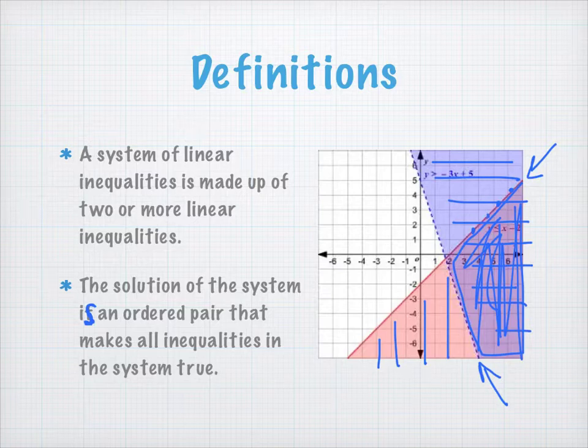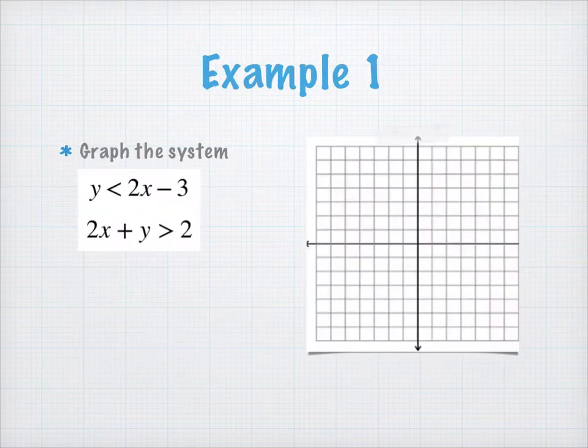Let's take a look at another example. So we're going to graph this system. We have y is less than 2x minus 3, and 2x plus y is greater than 2. And we're going to graph the two lines and the shading appropriately. So let's start with the first line. I'll graph it in blue. So y-intercept of negative 3 and a slope of 2.